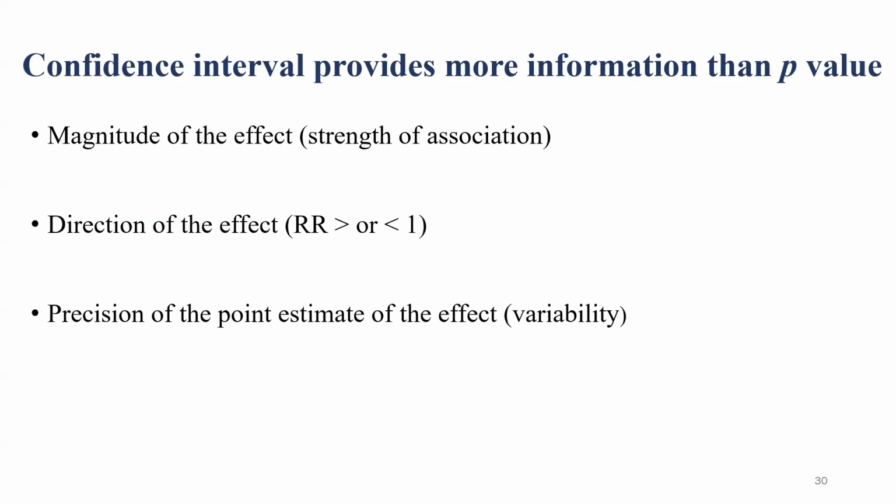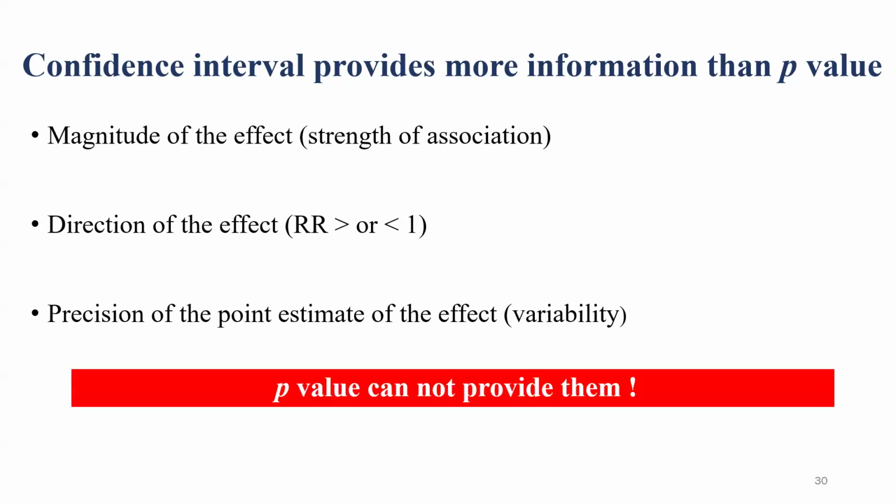So confidence interval gives us much more information when compared to p-value. It gives us the strength of association, whether it is positive association or negative association, and also the direction of the effect. So if the measure of association, say for example the relative risk or odds ratio, is more than 1, it gives us positive association. If it is less than 1, it gives us a negative association. And also the precision of the point estimate. As we have the upper limit and lower limit, this variability also is being given by the confidence interval. So confidence interval gives us much more information rather than just the p-value.